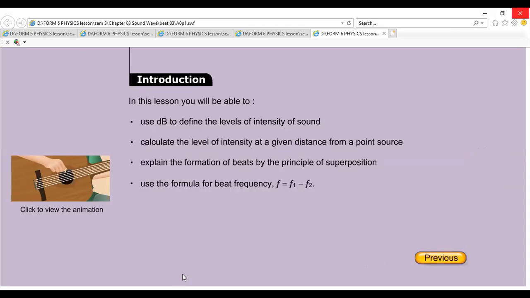So in this lesson, we will learn how to use the decibel to define the level of intensity, calculate the level of intensity, and explain the formation of the beats, where the formula for the beat frequency is f equals f1 minus f2.